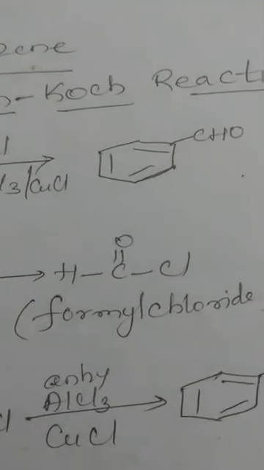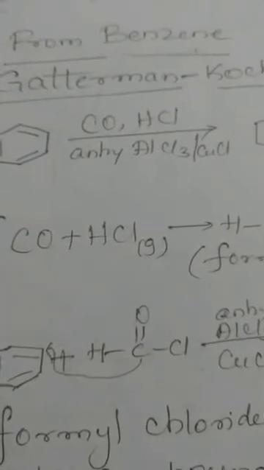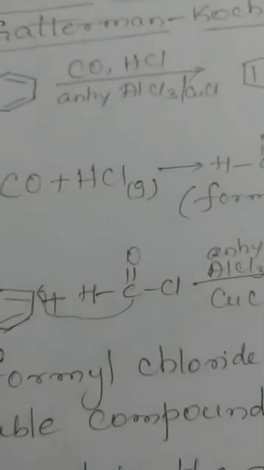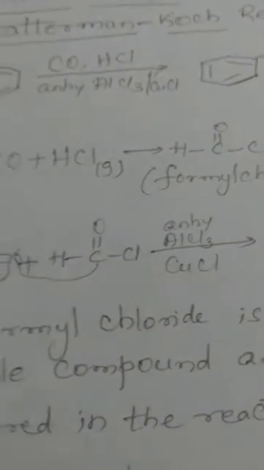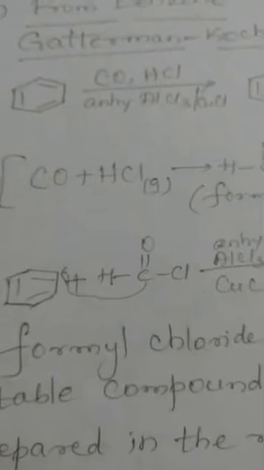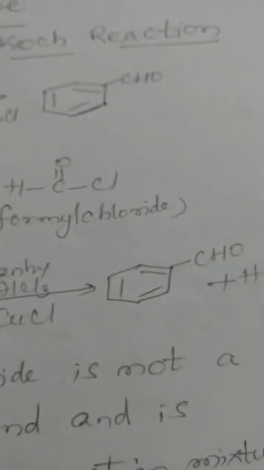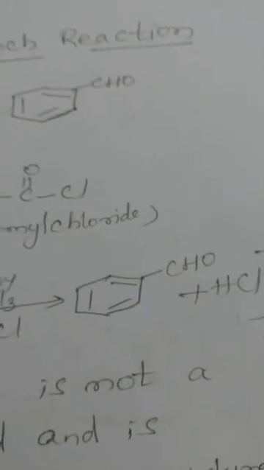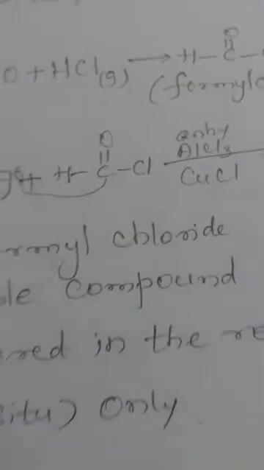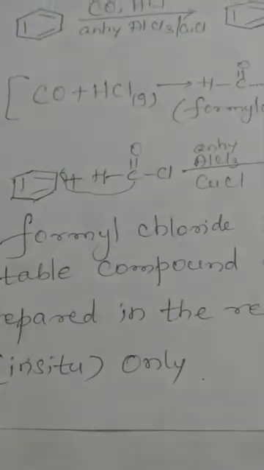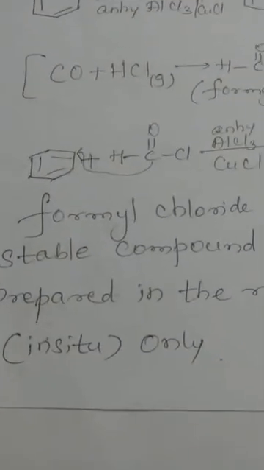HCOCl is formyl chloride, which is obtained by the reaction between carbon monoxide and hydrogen chloride gas. This formyl chloride HCOCl further reacts with benzene so that you will get benzaldehyde and HCl. That is, formyl chloride is prepared in the reaction mixture itself. It is not a stable compound. It is prepared in situ.